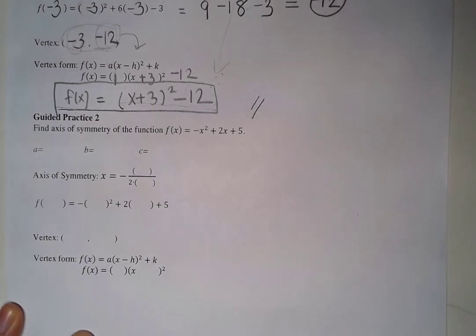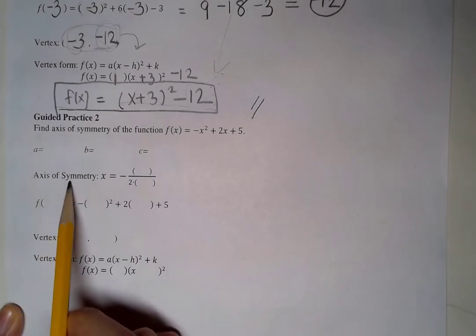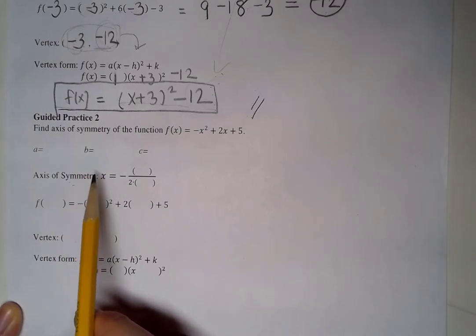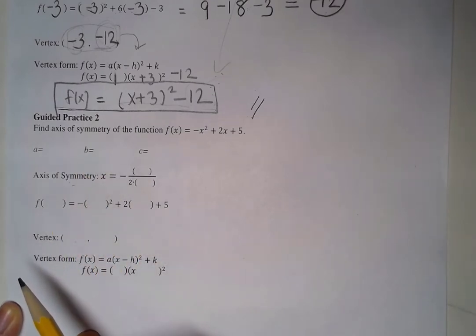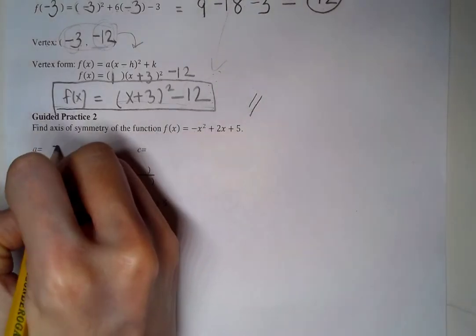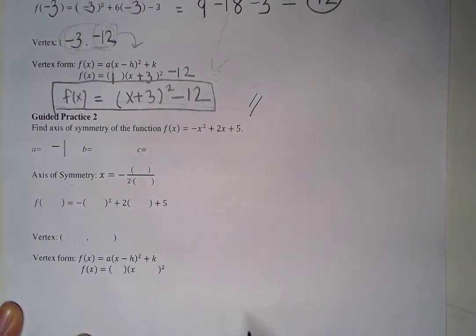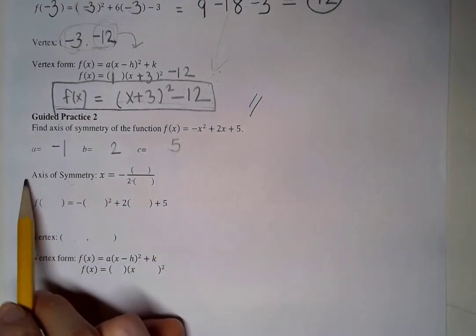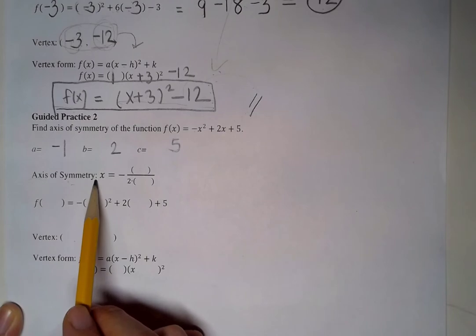I'm getting vertex. And to get my vertex, I need axis of symmetry. So I'm going to use the formula to get the axis of symmetry. And to get your axis of symmetry, you need to know your coefficients, right? You need to know your A, B, C to plug in the number to the formula, right? So A, what is your A? Negative 1. What is your B? 2. What is your C? 5, right? And then axis of symmetry, the formula is negative B over 2A.